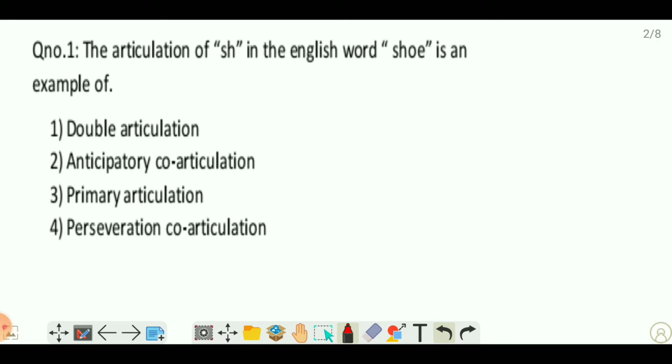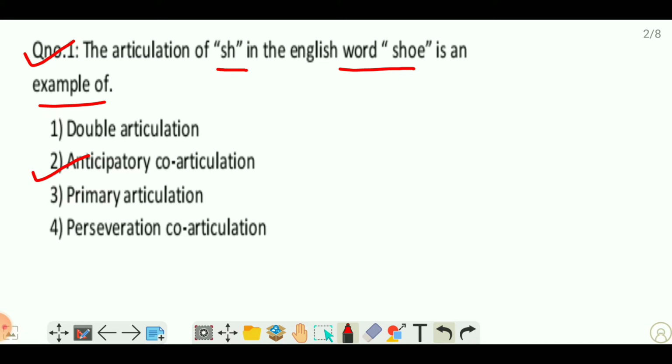Today we are going to discuss some of the questions that were asked from the phonology section in the UGC NET examination. Question number first: the articulation of the sh sound in the English word shoe is an example of. The correct option is anticipatory co-articulation. Anticipatory co-articulation means a feature of a sound is anticipated during the production of the preceding sound.